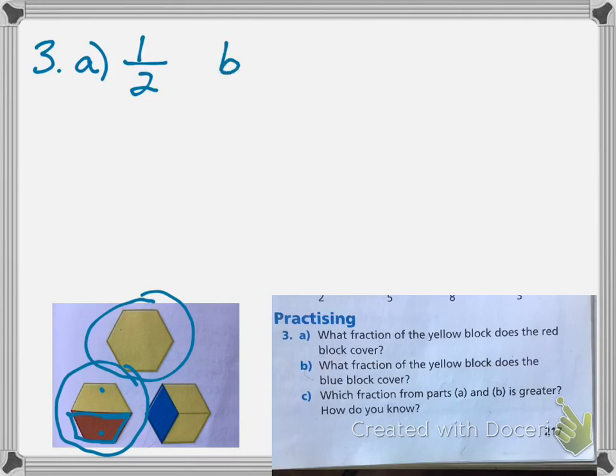Okay, what you're going to do right now is you're going to pause the video, and I want you to do question B by yourself. What fraction of the yellow block does the blue block cover? Pause the video and figure that out.